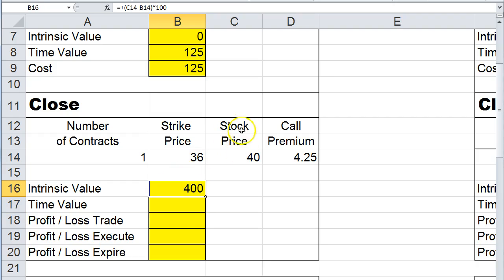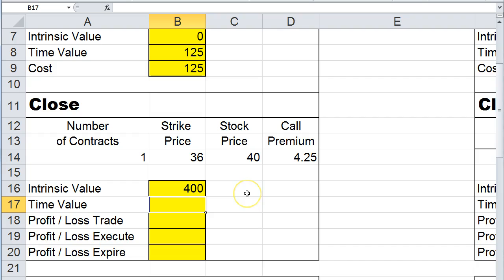So it makes sense. Stock price is 40. Strike price is 36. As you remember from reading the textbook, strike price is what I can purchase it at. So if I can purchase it at 36 and stock is trading at 40, there's a $4 per share profit, and the intrinsic value is really the profit value of the option.